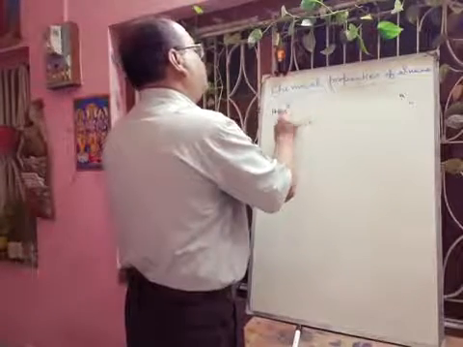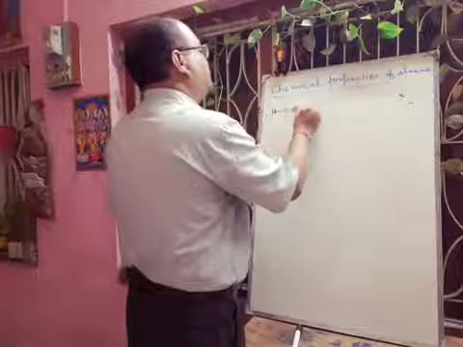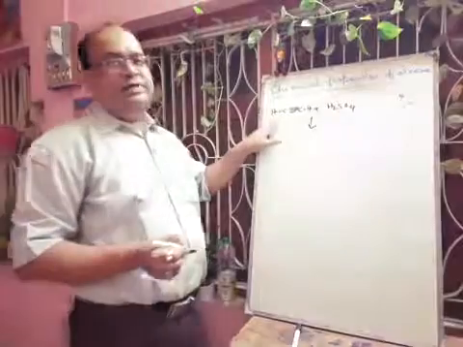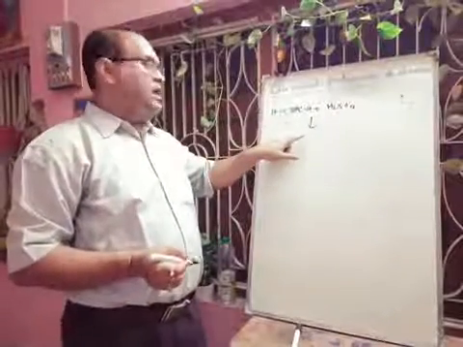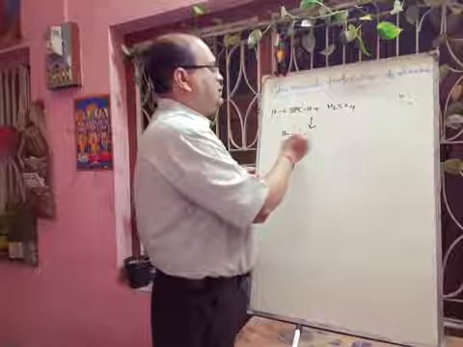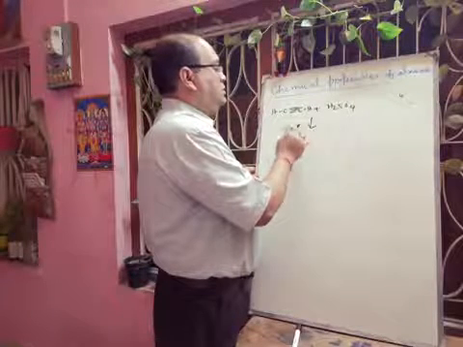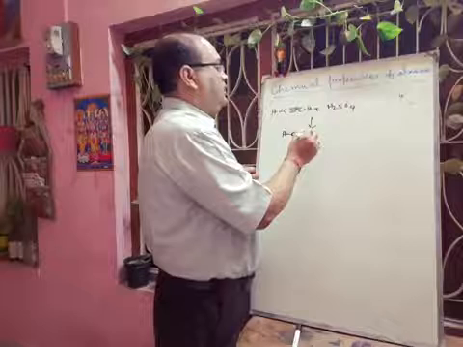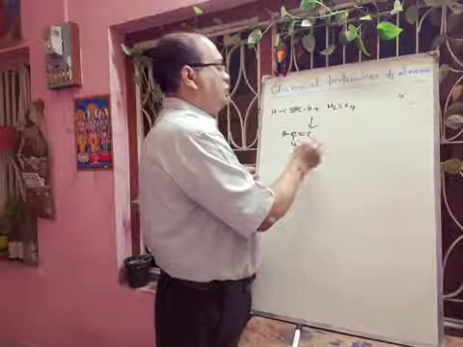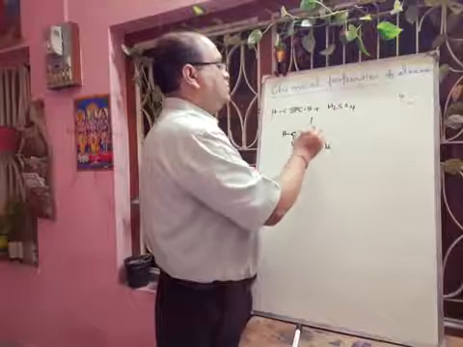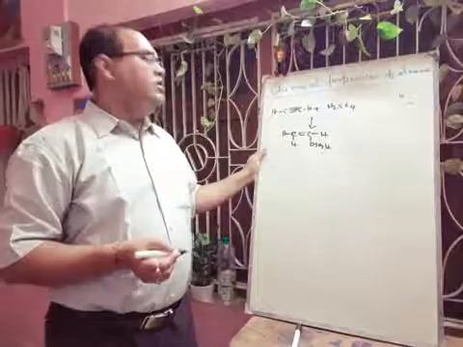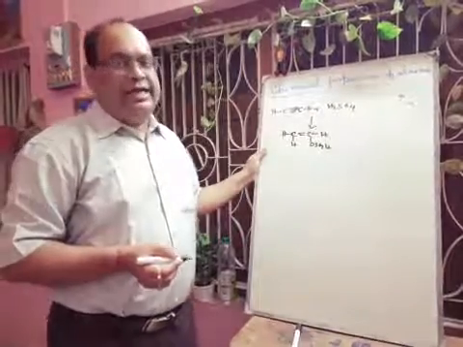HC triple bond CH, if we add sulfuric acid, so what will happen? One side H will be added, in another side HSO4 will be added, okay. So we get H2C=CH, with OSO3H and H, and in the next step another molecule of sulfuric acid will be added here, okay.